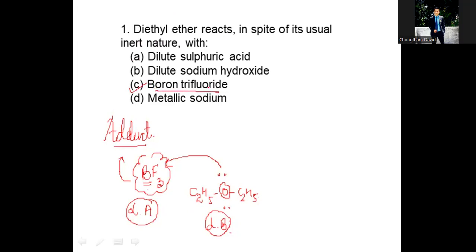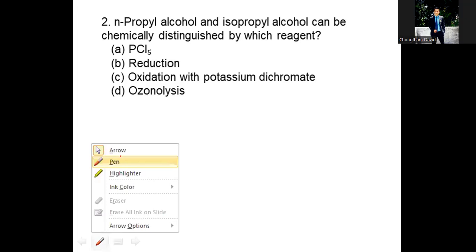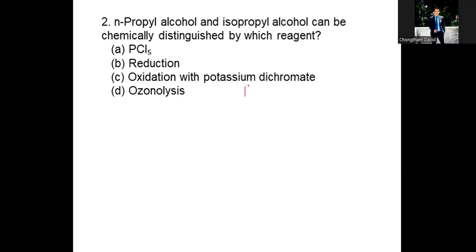Next question, question number 2. N-propyl alcohol and isopropyl alcohol can be chemically distinguished by which of the following reagents? In option A, PCl5. Option B, reduction method. Option C, oxidation with potassium dichromate, K2Cr2O7. And D, ozonolysis.